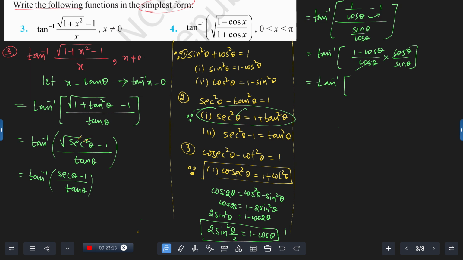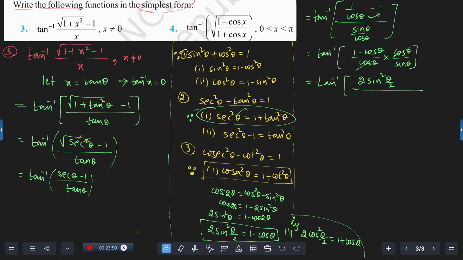Similarly you can learn one more formula: 1 plus cos theta equals 2 times cos square theta by 2. So plus means cos square theta. If you have 1 plus cos it is 2 cos square theta, and for 1 minus it is the same thing but with sin. Understand? So we have 1 minus cos only, so 2 times sin square theta divided by 2 whole divided by sin theta.